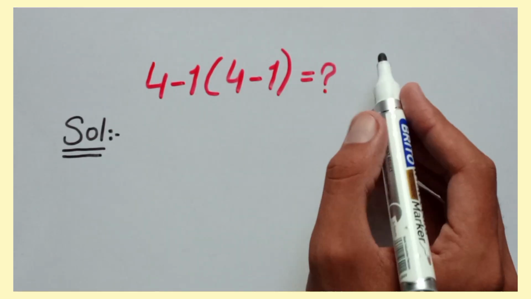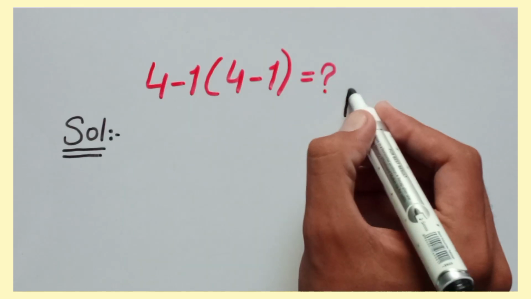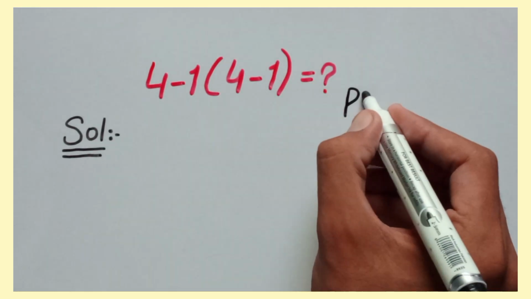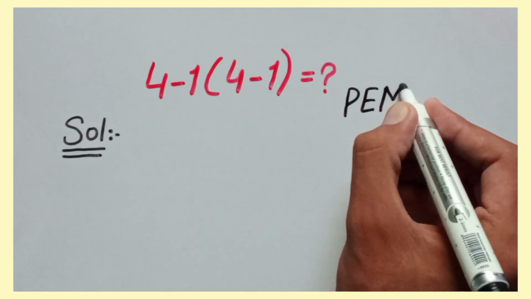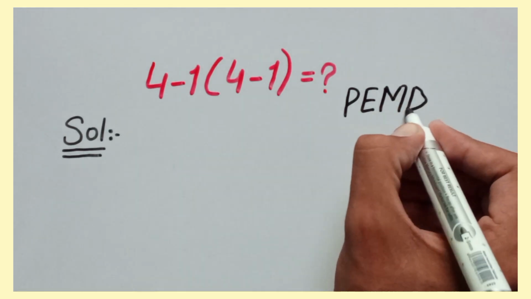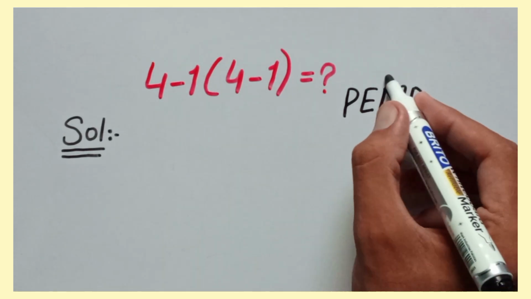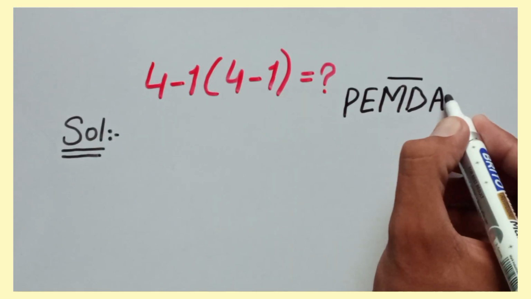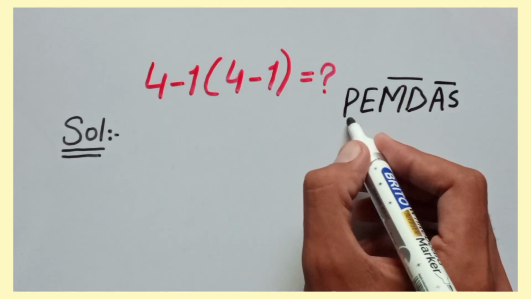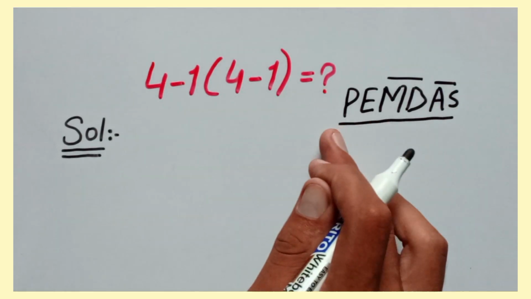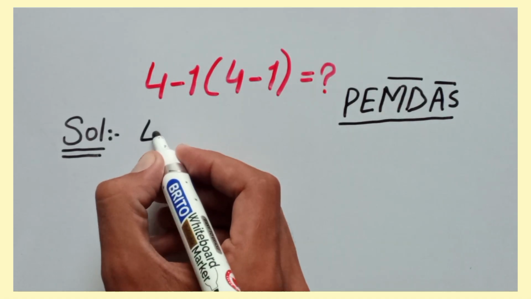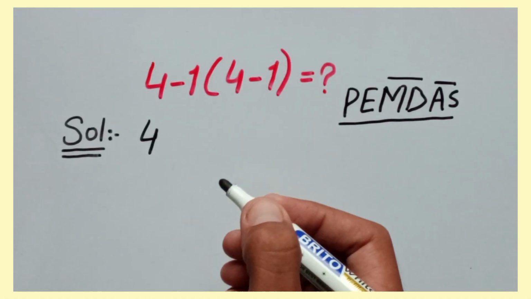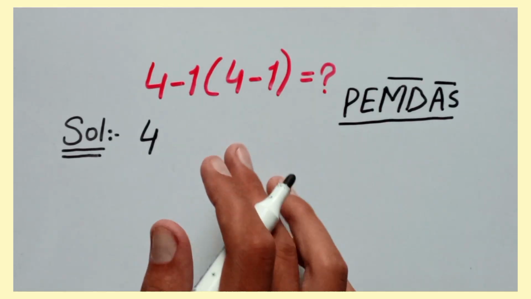Firstly, we need to know about PEMDAS, where P stands for parenthesis, E stands for exponent, M stands for multiplication, and D stands for division. A and S stand for addition and subtraction. In PEMDAS, parentheses have higher priority than other operations. So before the other operations in this expression, we first solve the parentheses.